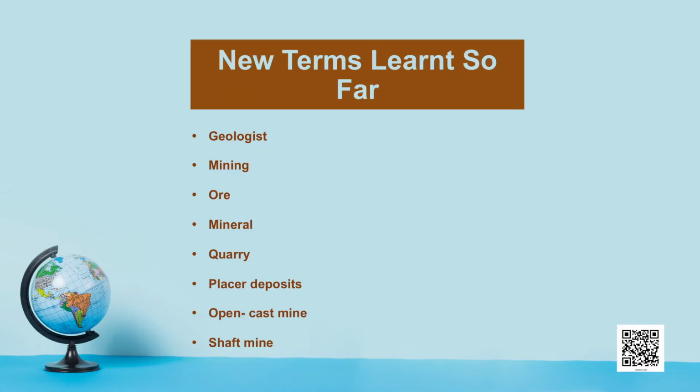Open cast mine, shaft mine. Let's understand the distribution of mineral resources in India. If you look at the map, you will realize that most of the mineral resources are present in the peninsular region. The alluvial plains of North India are devoid of economic minerals. This difference is due to geological structure, processes and time involved in the formation of minerals.